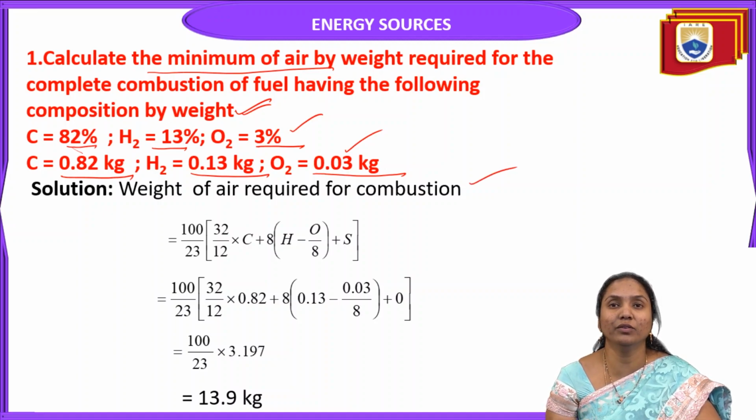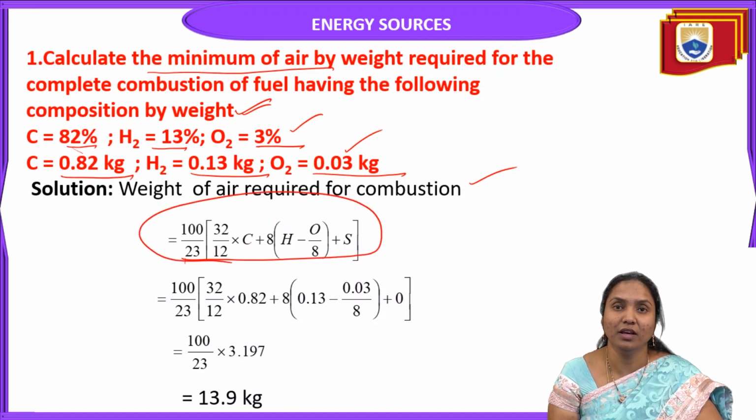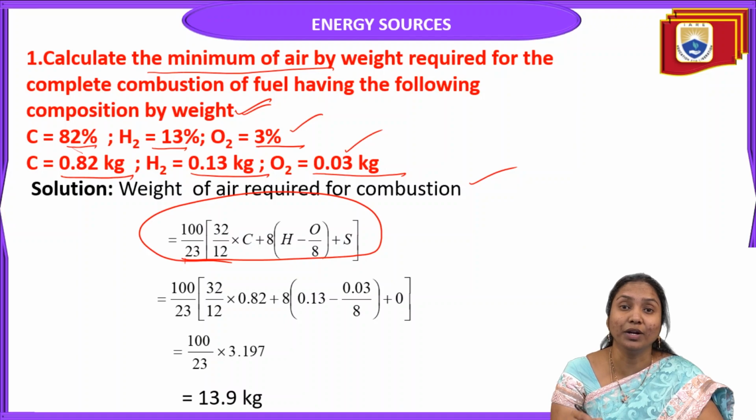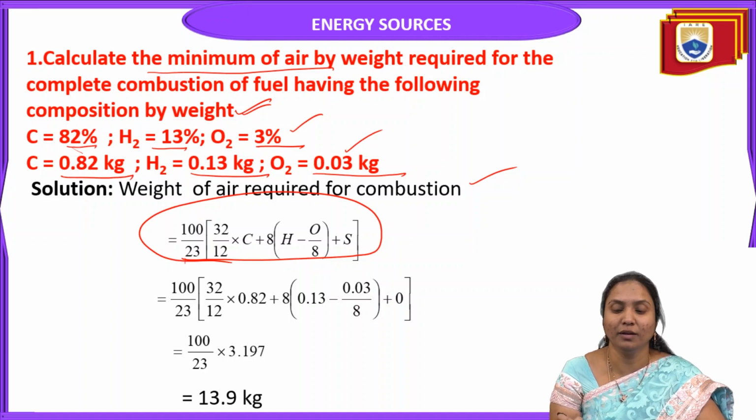What is the formula we are using for the weight of air required for complete combustion? Here we are taking weight. Generally air contains 23% of oxygen, so we write 100 by 23. It equals 100 by 23 into 32 by 12 into C plus 8 into H minus O by 8 plus sulfur. This is the formula used for the weight of air required for complete combustion.